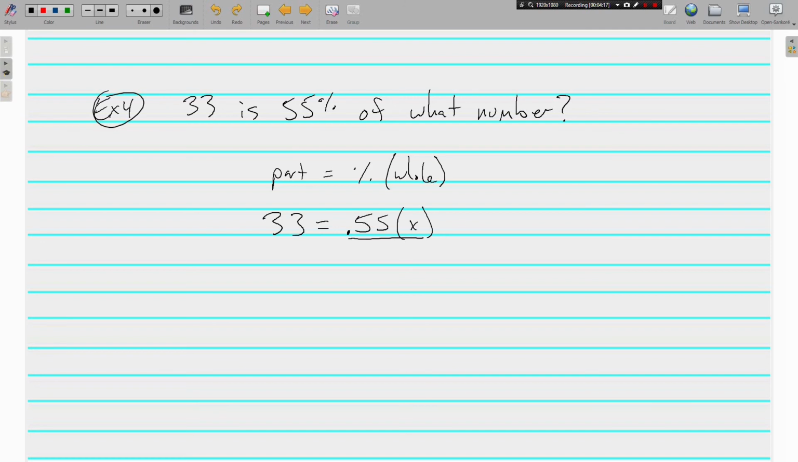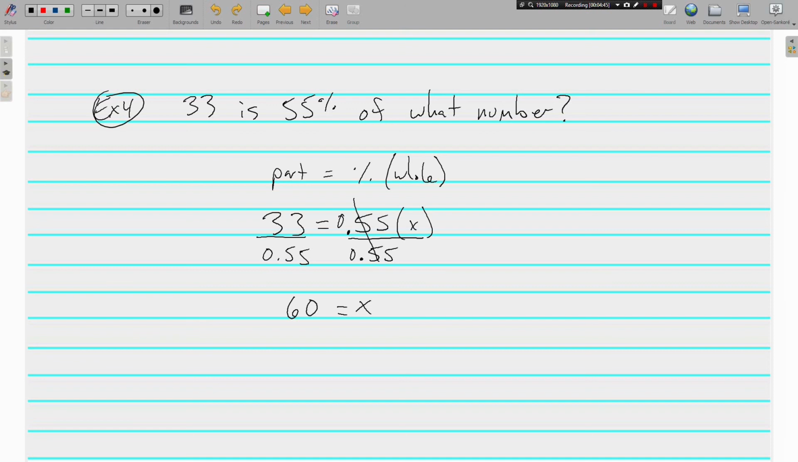Alright, we're multiplying by 0.55, so we're going to divide by 0.55 to both sides. And that gives us x is equal to 60, is what my calculator told me. So 33 is 55% of 60.